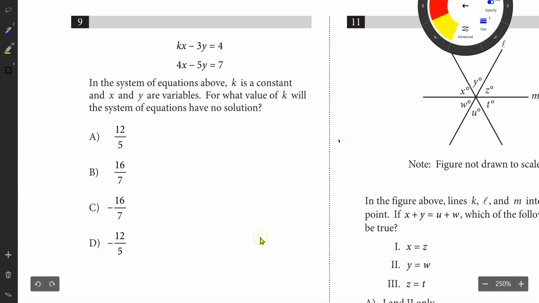We have a system of equations, as it says. K is a constant. For what value of k will the system have no solution? Okay, so a system will have no solution when you get a false statement. Okay, so let's think about what that means. And you've done systems a million times back in your algebra days, but you would get something like 0 equals a number. That would be a false statement. So look at our system here up top.